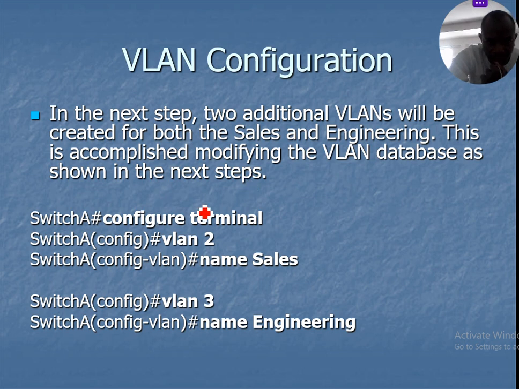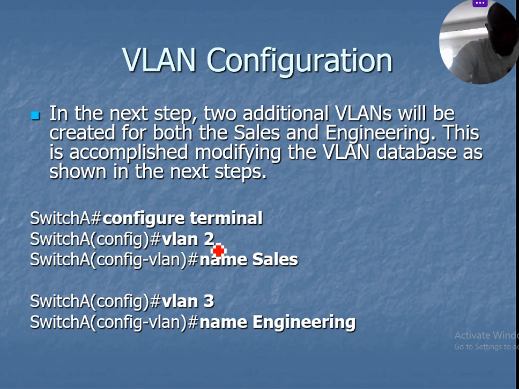To create VLAN 2, what you need to do is type in the command line interface: switch A hashtag configure terminal. You always start from there. Then the next one is switch A config hashtag VLAN 2, because now you're creating a new VLAN.